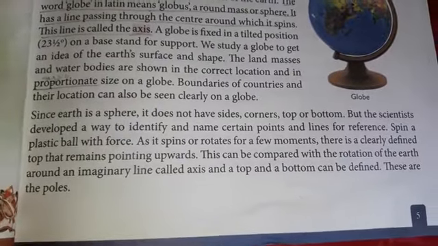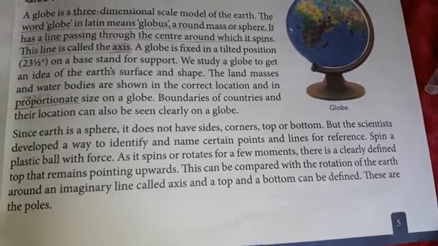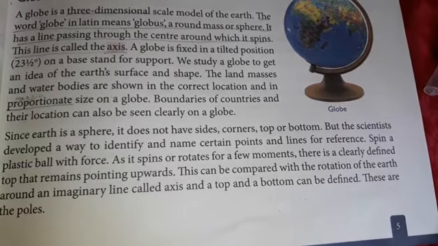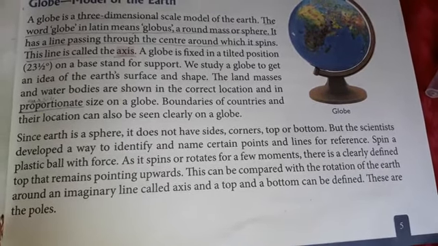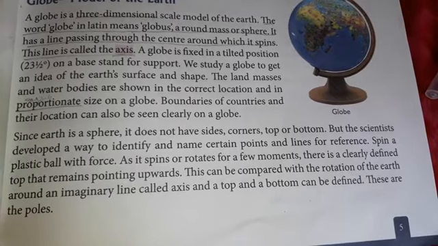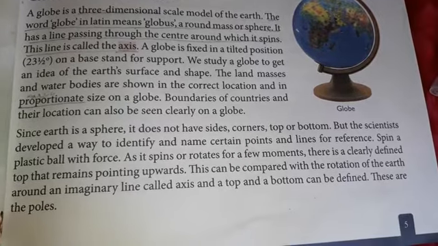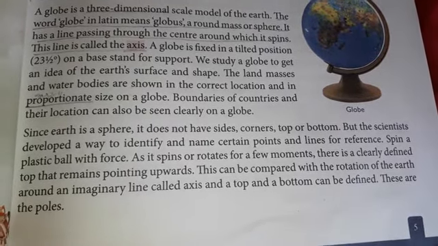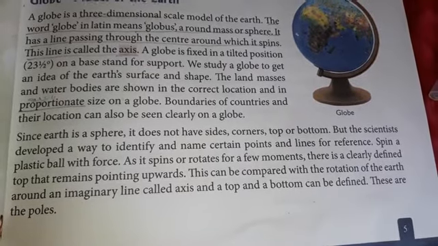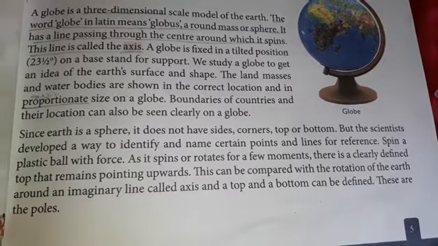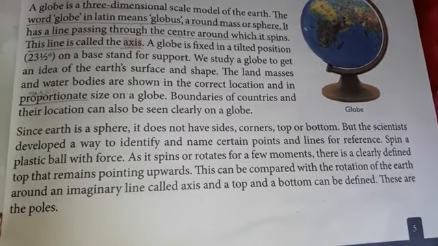Since earth is a sphere, it does not have sides, corners, top or bottom, but scientists developed a way to identify and name certain points and lines. For reference, spin a plastic ball with force. As it spins or rotates for a few moments, there is a clearly defined top that remains pointing upward. This can be compared with the rotation of the earth around the imaginary line called the axis, and the top and bottom can be defined there as the poles.